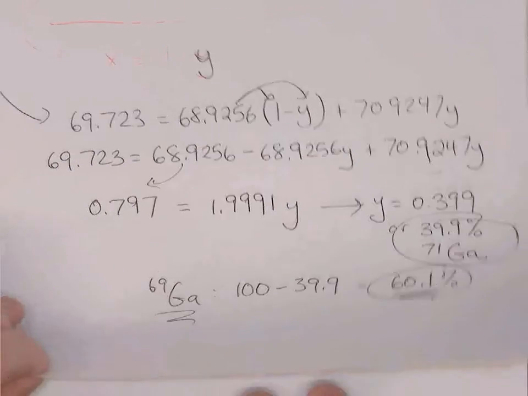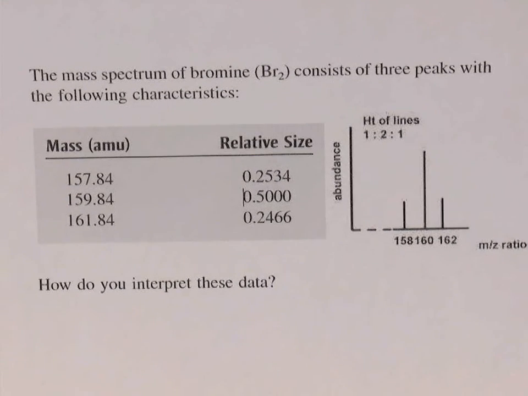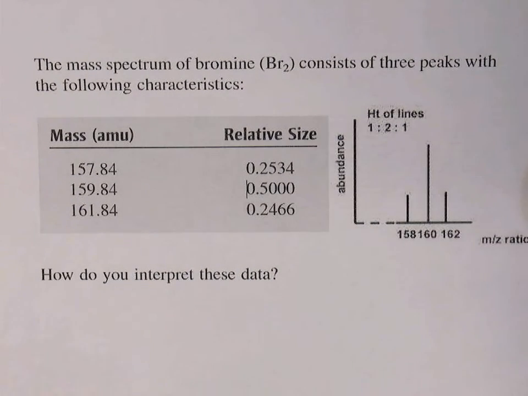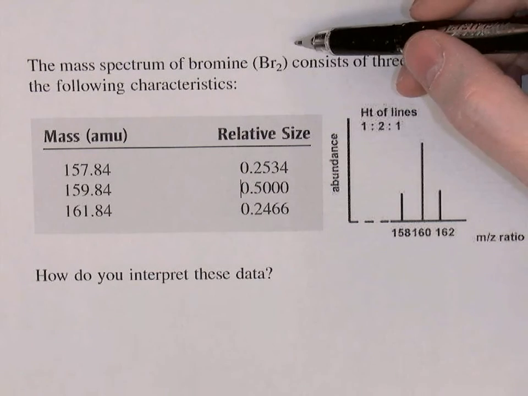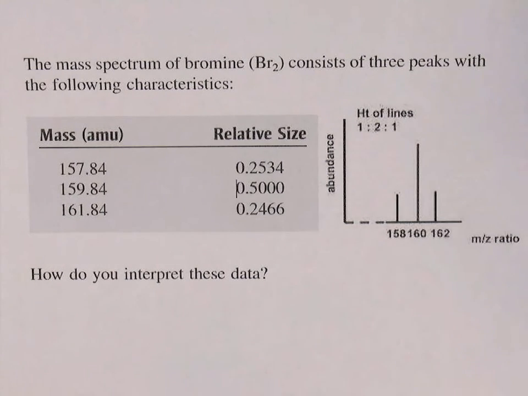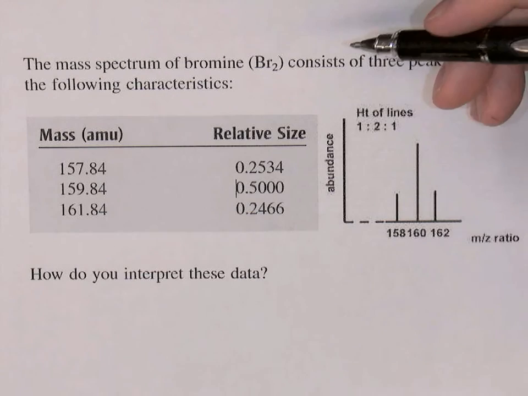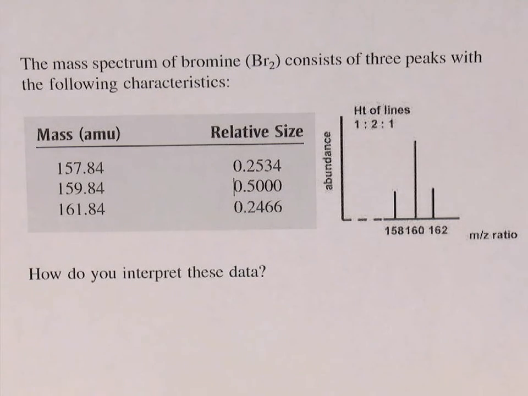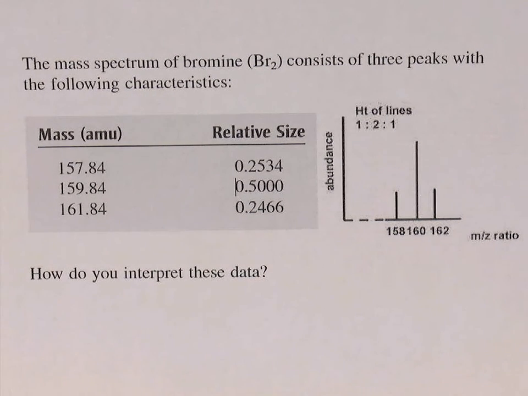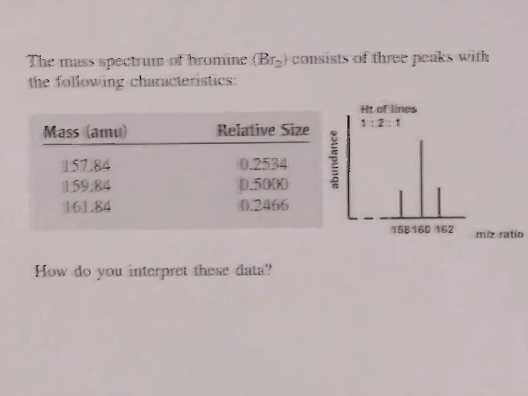All right, the last question we'll look at is a little bit more difficult conceptually, and a little bit more open-ended. We're shown here the mass spectrum for bromine. But notice it's not atomic bromine, Br, it's molecular bromine, Br2. So the particles that went through the spectrometer weren't bromine atoms, they were bromine molecules.